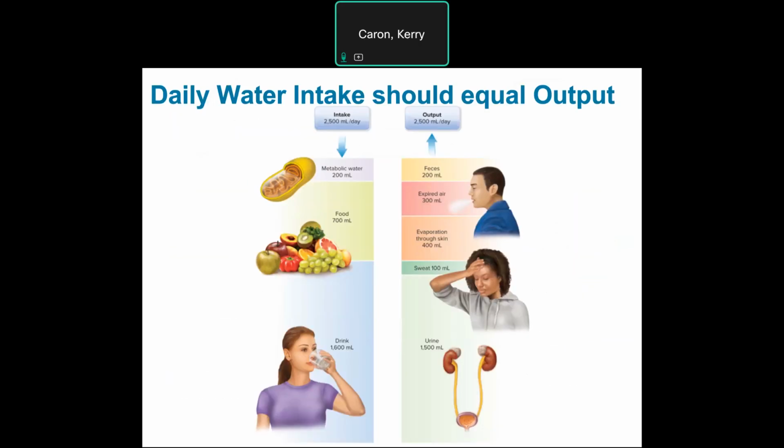So we really should take in about 2.5 liters or 2,500 mLs of water a day and put out that. We need the water. We drink water, that's some of it. We take it in through food and metabolic water. Water is also secreted output by feces. When we exhale, some water comes out, some evaporation and sweat, and then mostly urine is how we remove water.